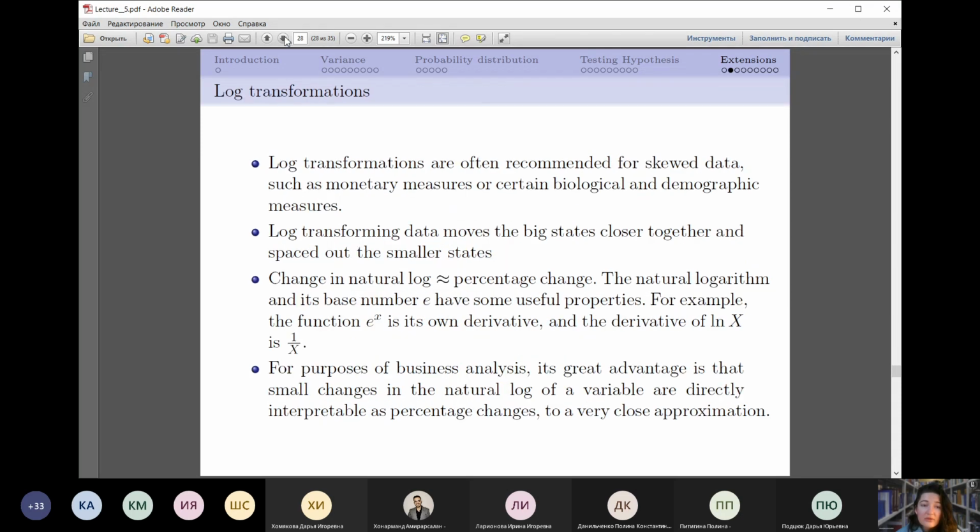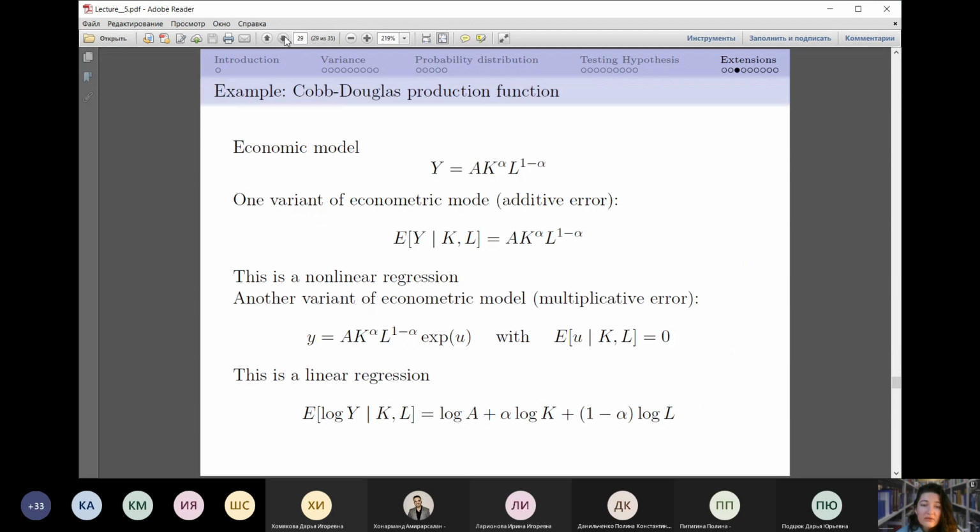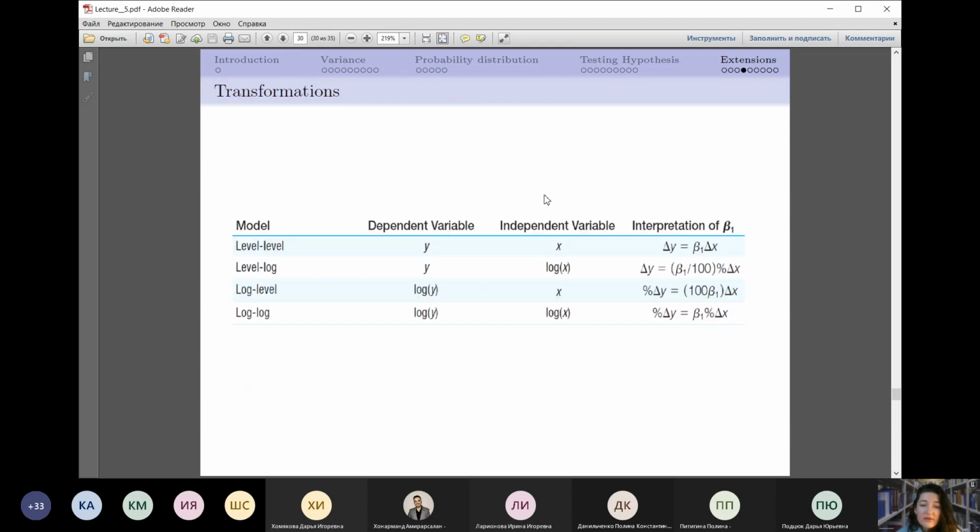So let's take a look at this table. Here you can find all the combinations of our models if we want to use log transformation. You can use this table at first, when you learn how to interpret the coefficients, because in the last column you can see some hints on how to interpret your beta parameters.